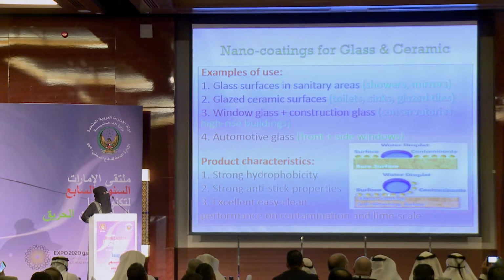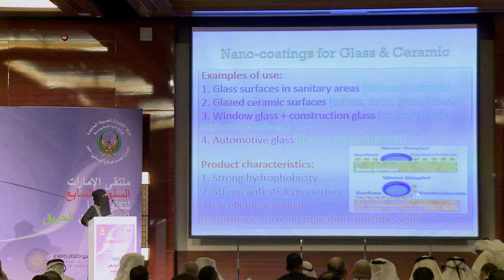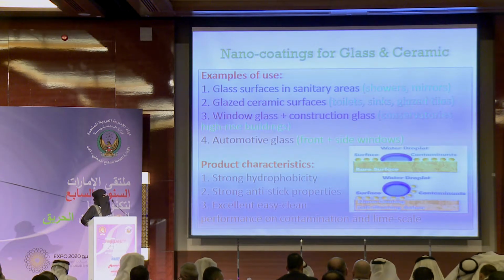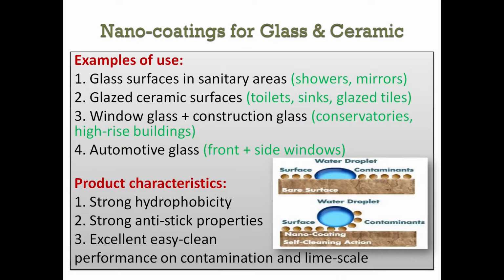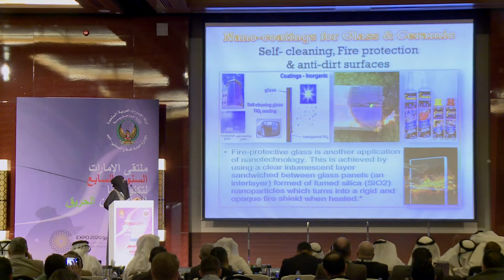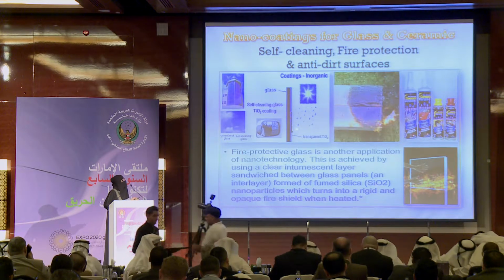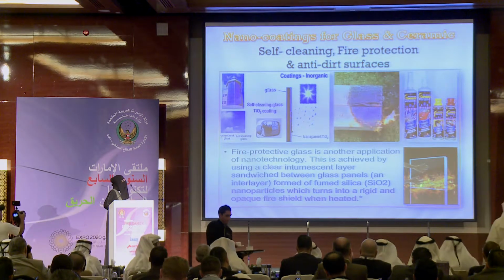So these are nanoparticles. It makes the surface fear water. So it gives it lots of properties like anti-contamination, self-cleaning, and fire protection as well, compared to the conventional glasses. Also, it can make it easy to clean, performed on contamination and lime scale. Nano coatings can also provide lots of properties like self-cleaning and fire protection, which is very useful in civil defense, by using spray or just putting it directly on the surface of wood and glasses and so on.